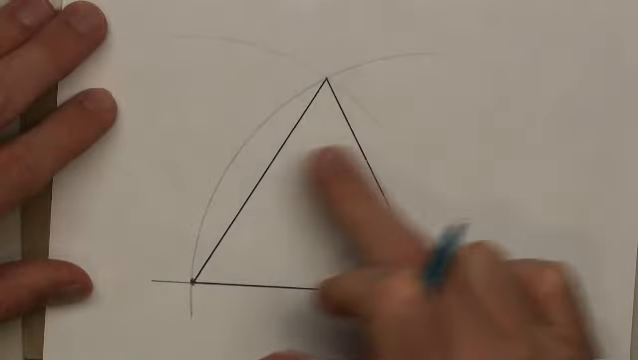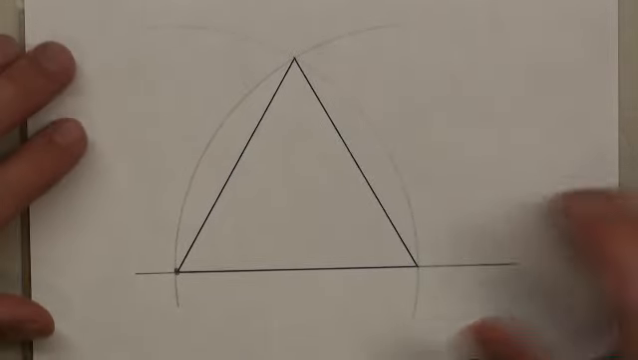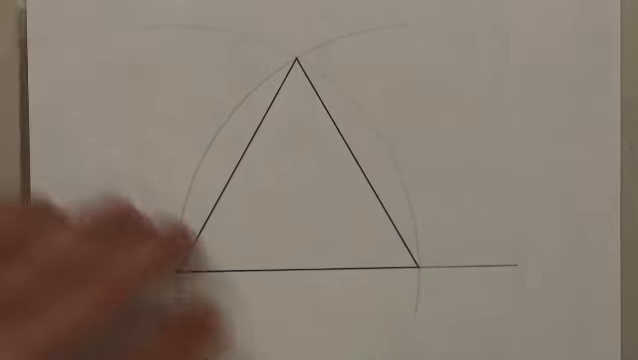Okay, so all 3 of the sides of this triangle are the same length as that side. That's why it's called an equilateral triangle, because all 3 sides are the same length.